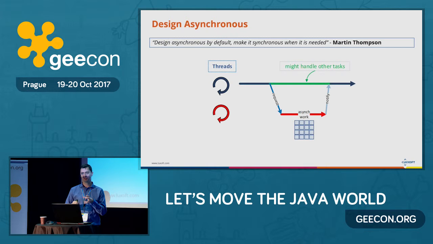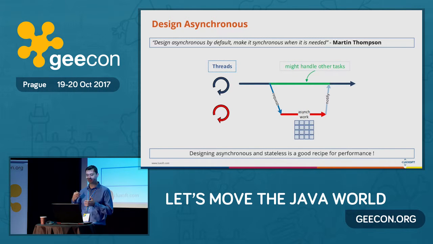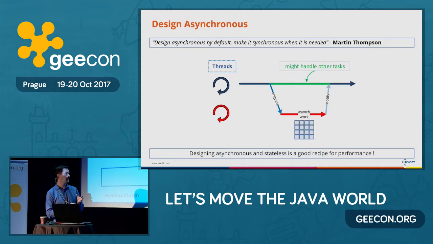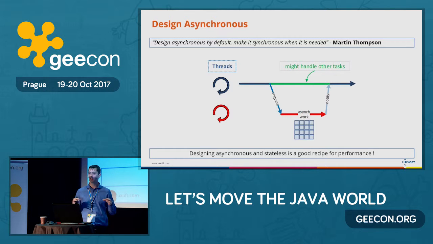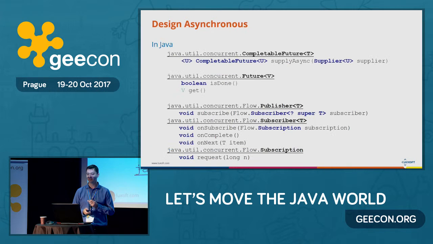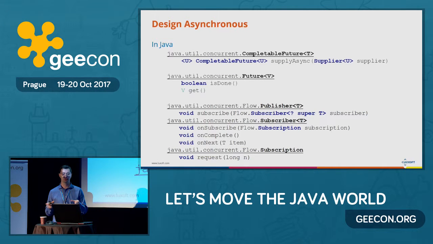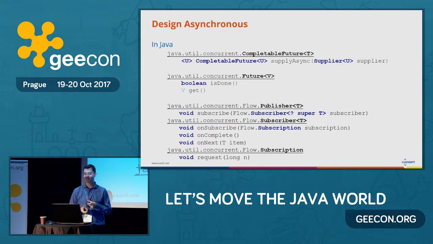Of course, probably it's not very straightforward to change your mind and to be focused on designing asynchronous, but it's also a good alternative. I will also suggest, if you can stick with stateless, you can increase the performance and scale even more your applications. What Java does in this design asynchronous field, it comes with some APIs. For example, CompletableFuture is one of them. Future is another one. And recently, with Java 9, they added this Flow in the java.util.concurrent package. They are quite interesting APIs.